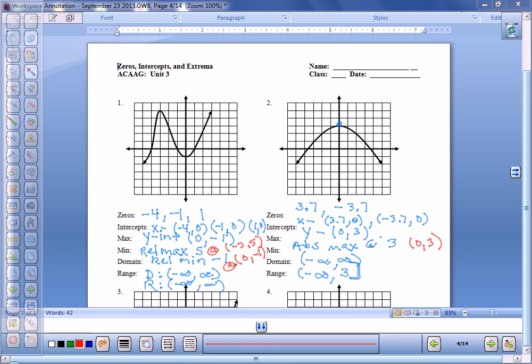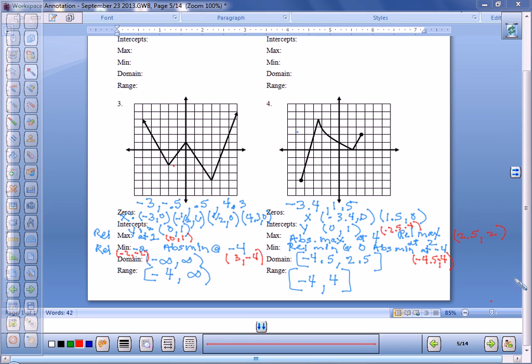And I can't find them. Do you see the word local on your notes anywhere? I do not. Local. I generally use the word relative, but it also can be referred to as a local maximum. Okay, let's take a look at the rest.